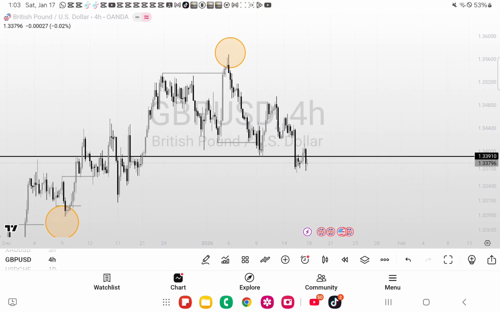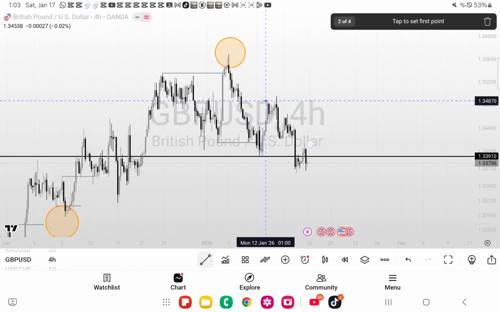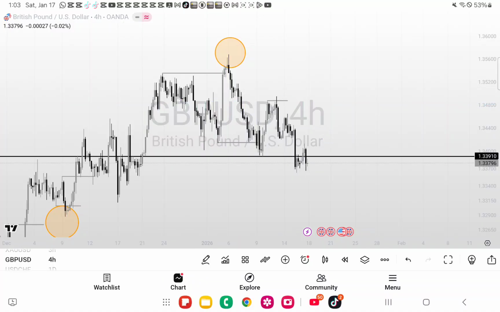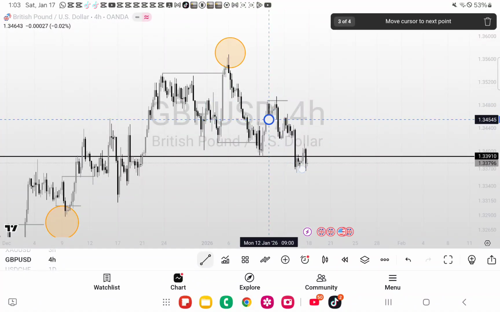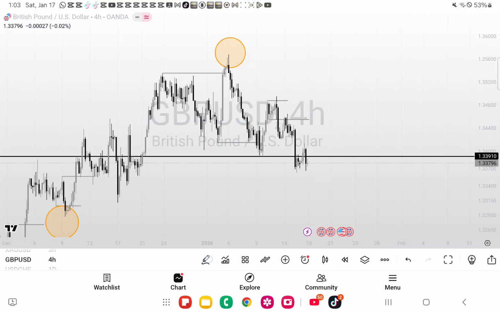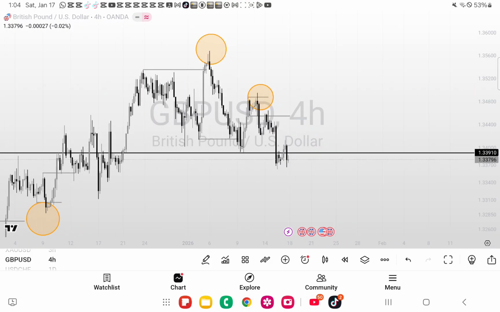This is our strong high, and this is our break of structure. And we also have this liquidity sweep. We have this liquidity sweep on this high, and we have this break of structure to the downside. So that's the second strong high. We have this second strong high. So this is the current price action.